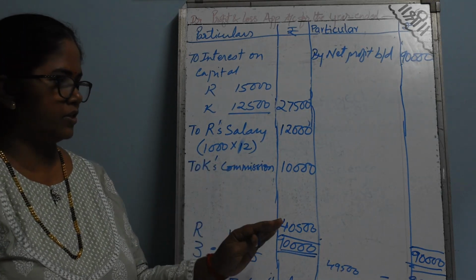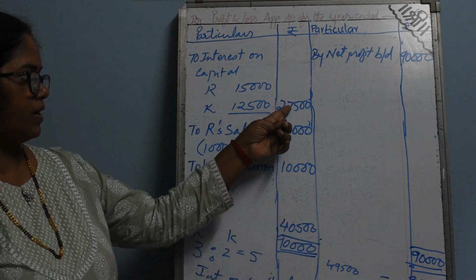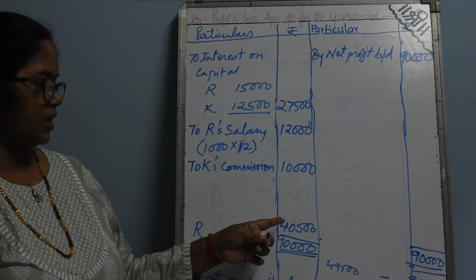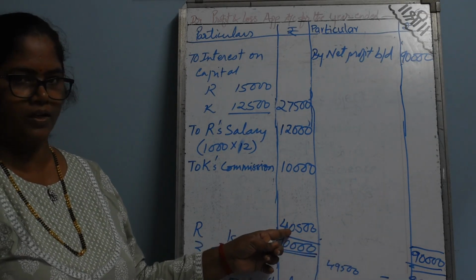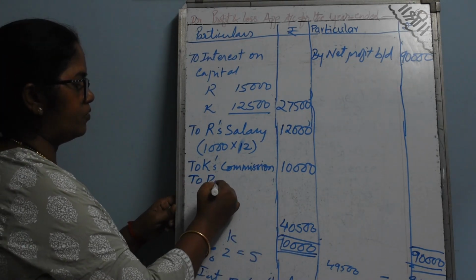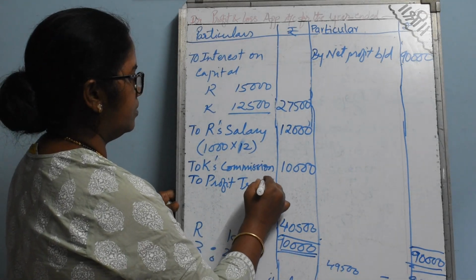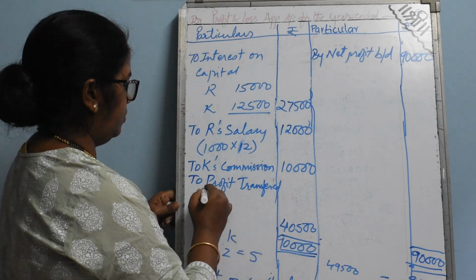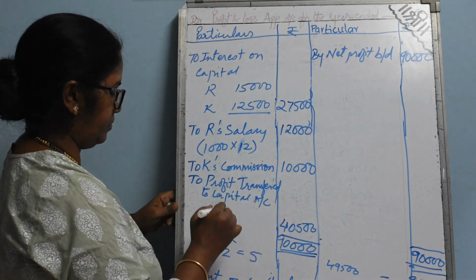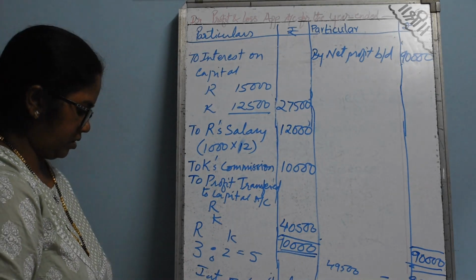Same like your balancing of ledgers, 90,000 minus 49,500. All these three amounts will give you 49,500. This amount you subtract from 90,000, the difference you write here, and you have to write it as to profit. This is a balancing amount transferred to the capital accounts of R and K.